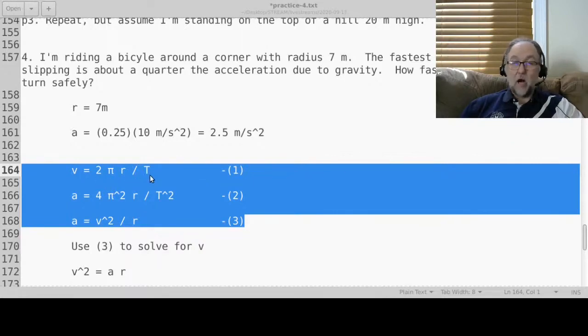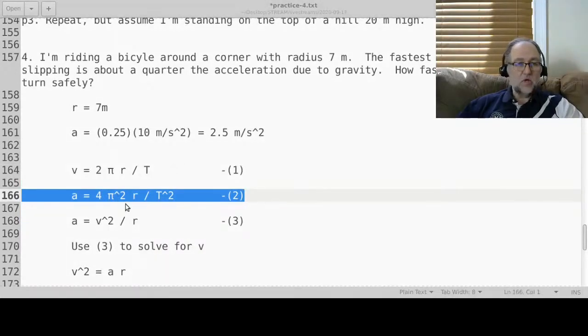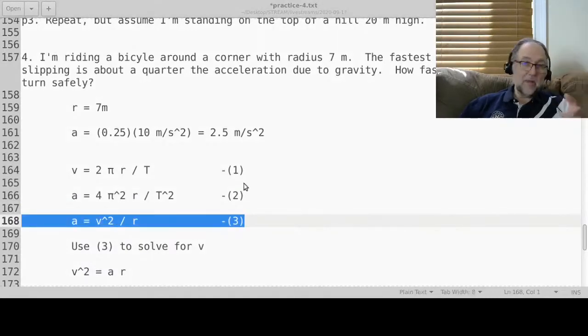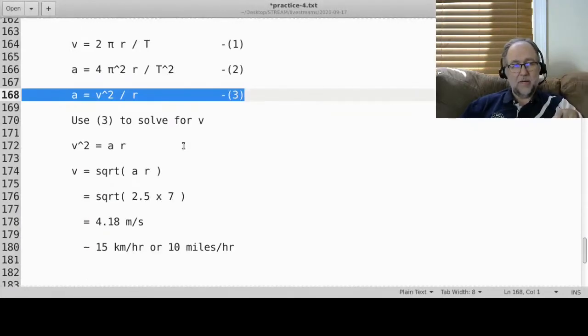v can be written as 2 pi r over capital T, where capital T is the period. It gives you v, but you can't use that one because you don't know the period. That is the time for one complete revolution. I don't give you any time information, so you can't use that one. The second one is the acceleration, also in terms of r and T. Okay, and we don't want to calculate the acceleration, and again, we don't know T, so can't use that one. It's the third one that we're going to use, and we can't use it in that form because we want to solve for v, so just isolate v. Okay, and then solve, and then plug in the numbers.